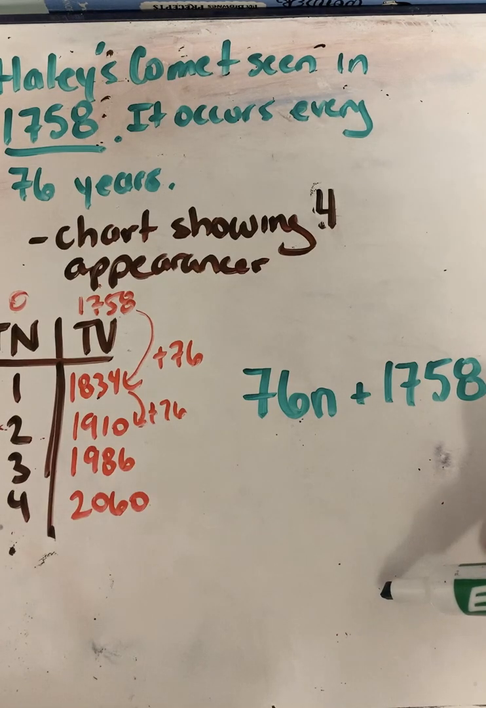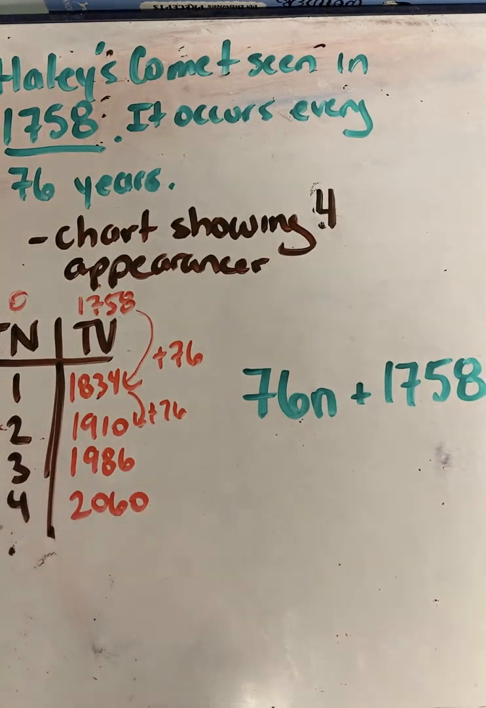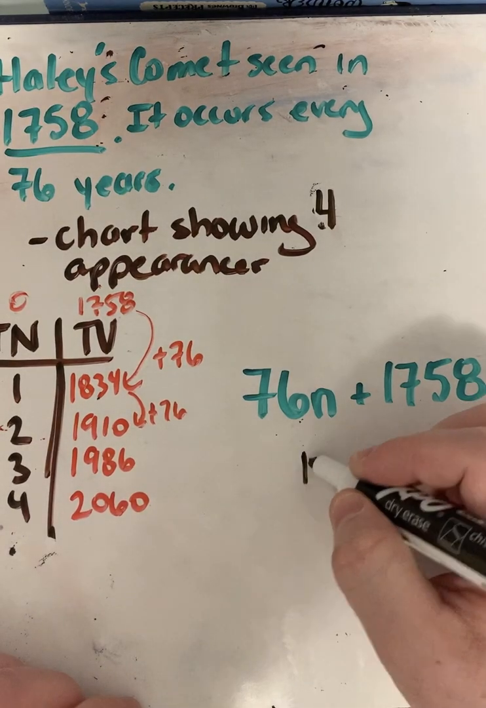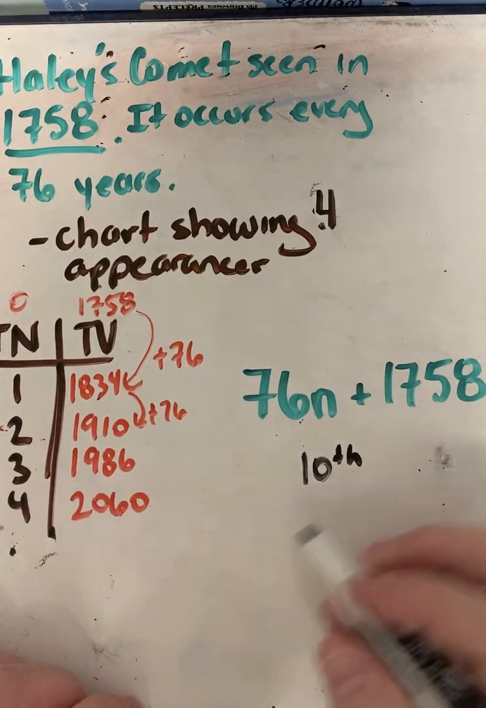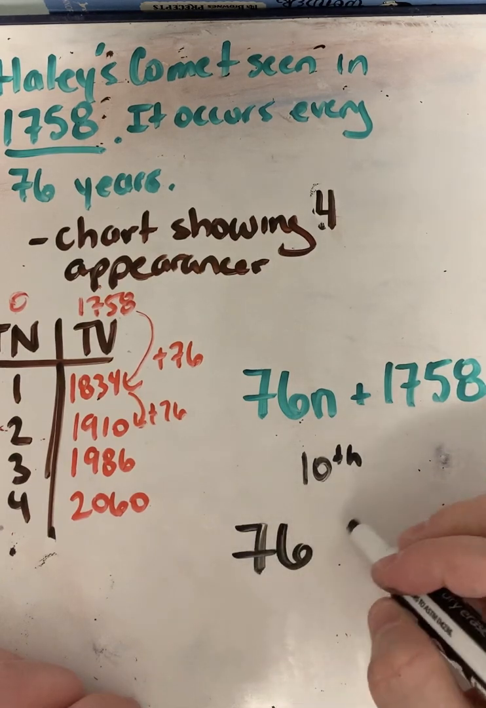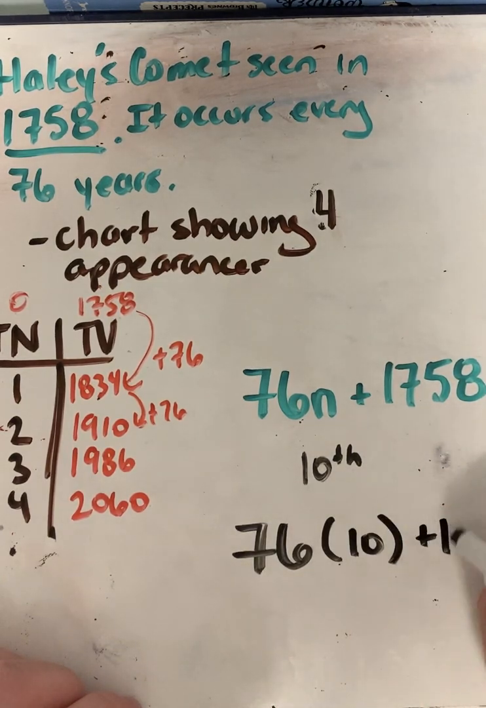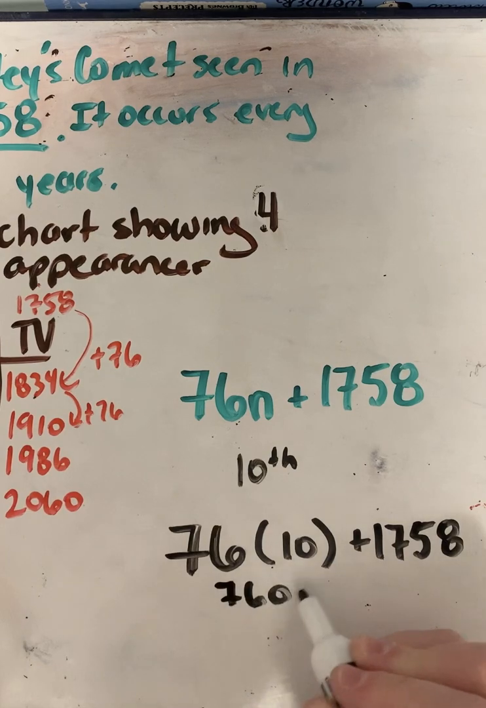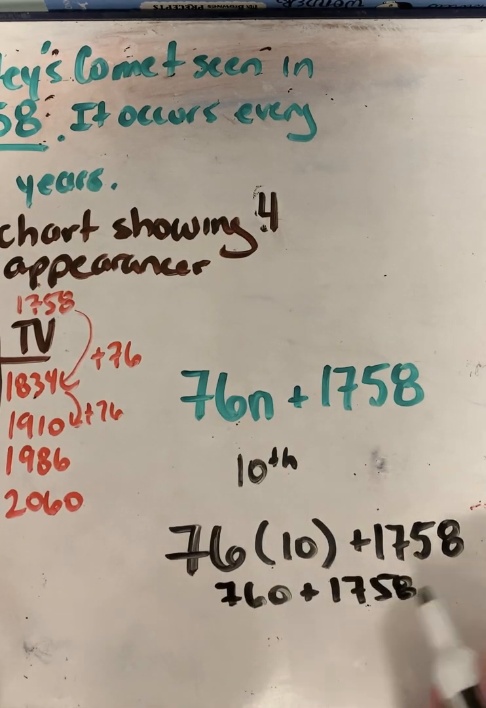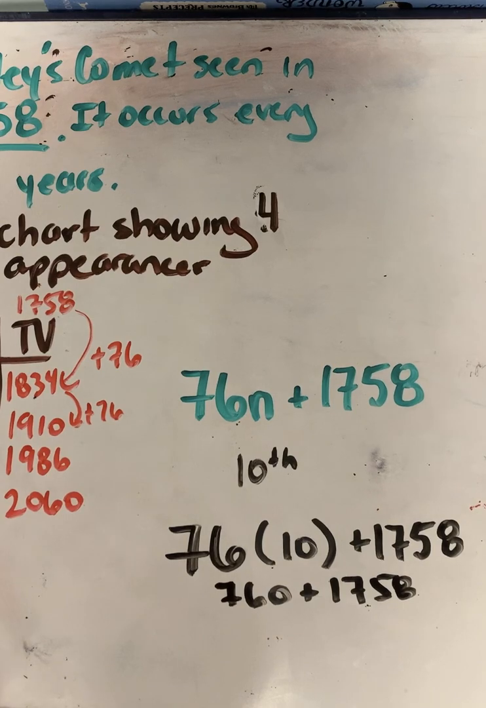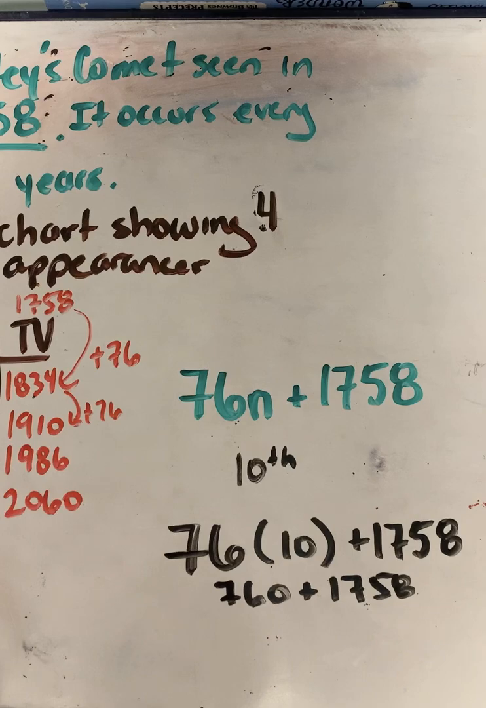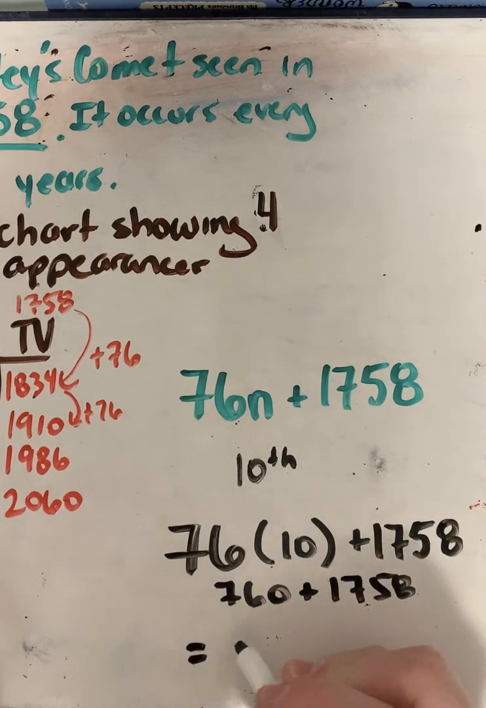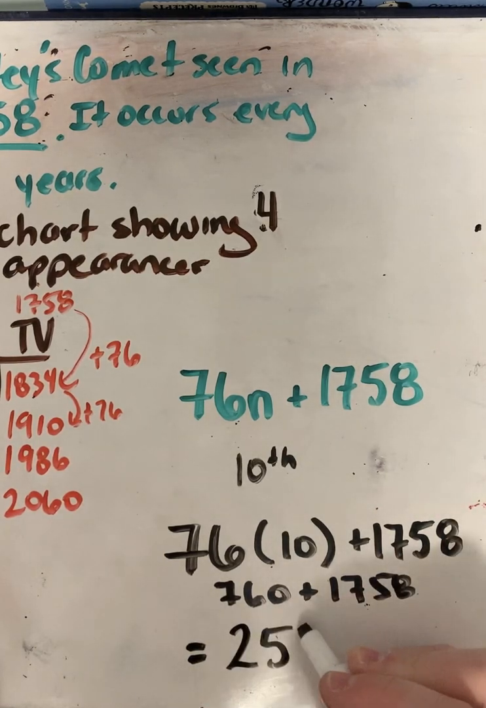So if I wanted to ask you when the 10th sighting is going to be, you take your variable, 76 times 10 is 760, plus 1758. Mr. Berger didn't do this math earlier. Sorry, guys, I'm just realizing it in my notes. It is 2518. Oh guys, I hope to see you there at the 10th one.